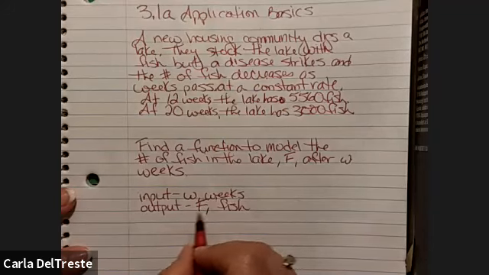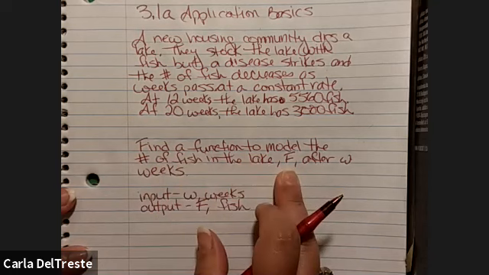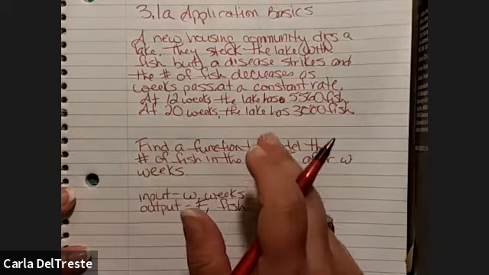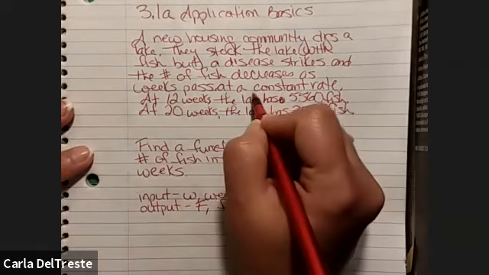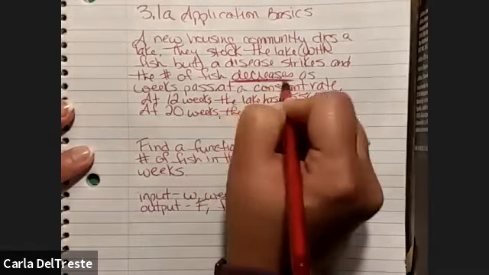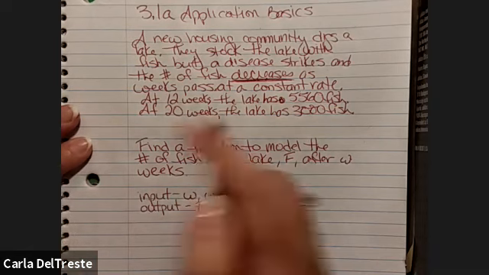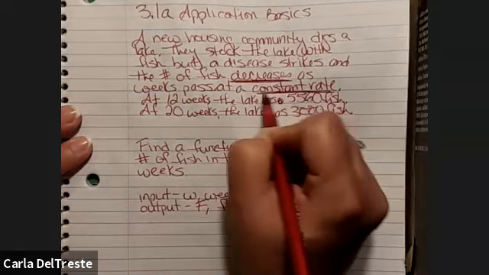Now, let's talk about what you need to do to get to this answer, because I can't just jump in from the information in this problem. There's some information that I'm going to need to figure out. First of all, I want to note what direction this is going. The fish are dying. The number of fish decreases. How are they decreasing? They're decreasing at a constant rate.